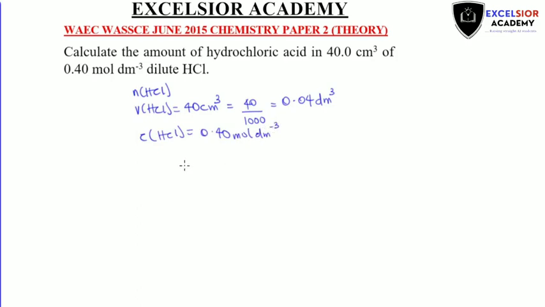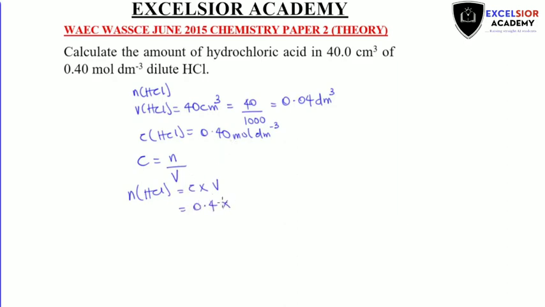Now for mole concept 1, we understand that concentration is equal to the number of moles over the volume of the solution. Now we've been given the concentration, we also know the volume. We want to find our number of moles, or the amount of hydrochloric acid. So let's cross multiply. So n of HCl, the amount of hydrochloric acid, equals the concentration times the volume.